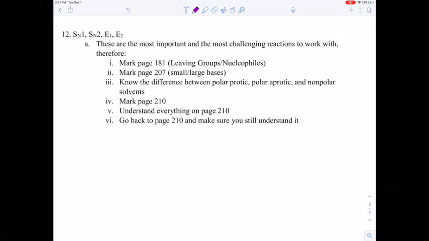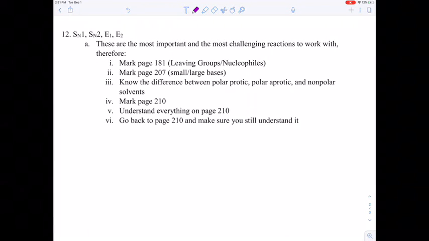So to help you do this more efficiently, mark page 181, which is your leaving groups and nucleophiles. Mark page 207, which will show you small and large bases. Make sure you know how to distinguish polar protic, polar aprotic, and non-polar solvents from one another. Mark page 210, that's that decision tree that helps you decide if things will be E1, E2, SN1, or SN2. Make sure you understand everything on page 210.